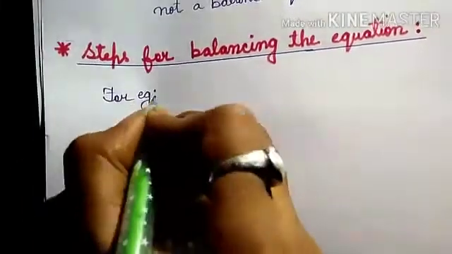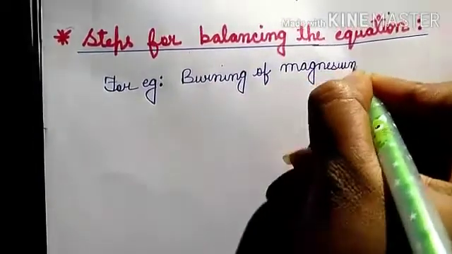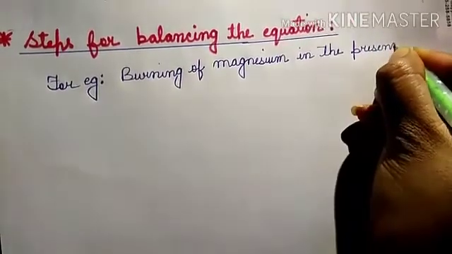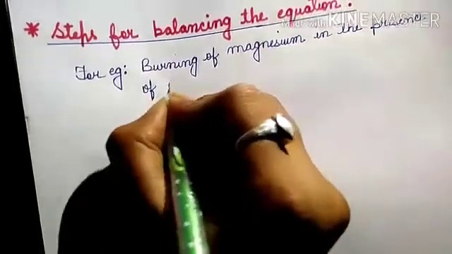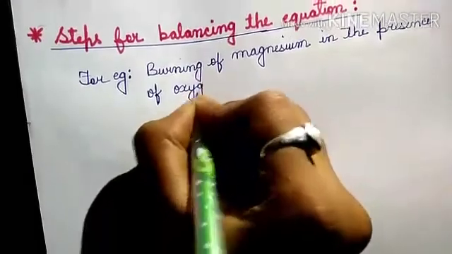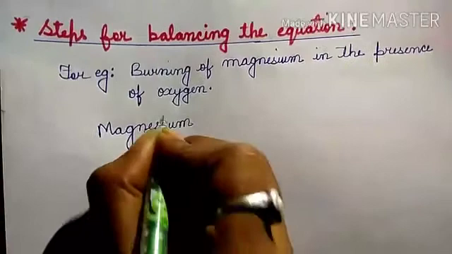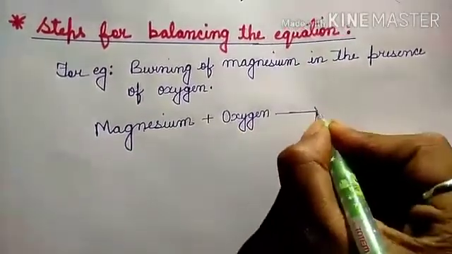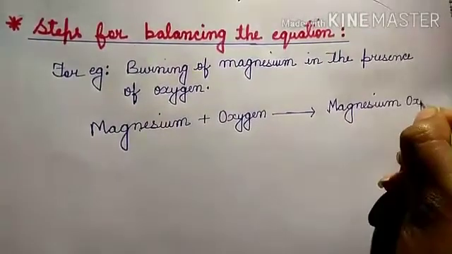Now children, we will see how to balance a chemical equation, or what are the steps for balancing the equation. For example, burning of magnesium in the presence of oxygen. First, we will write the word equation of this example. Magnesium plus oxygen gives magnesium oxide. Now, this is the word equation.